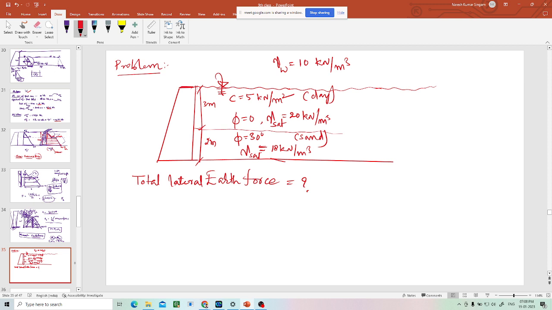So let us solve this one by one. Okay. Let us say this is layer one, layer two.